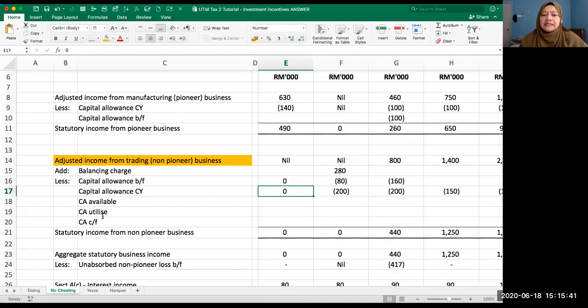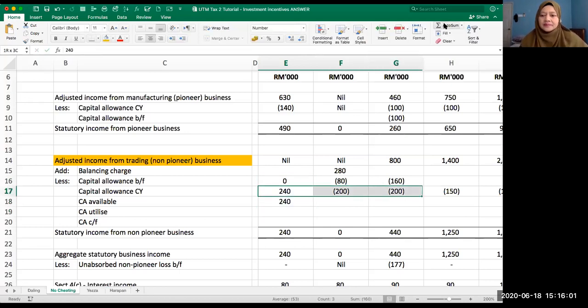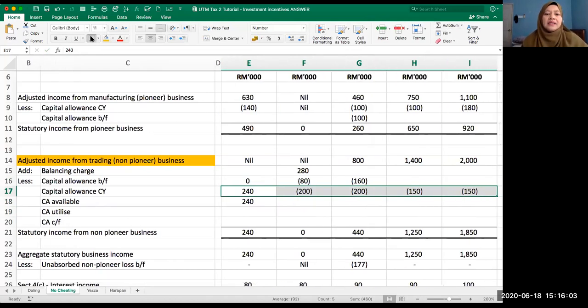Right? Current year CA for 2020, non-pioneer, how much is the CA? How much the current year CA? 240. Very good, 240. So bila you ada brought forward 0, current year is 240, how much is the available CA? 240 lah. Okay, available is 240. How do you get your available? Brought forward plus current year. So means that based on that, you have CA available 240, but how much are you going to utilize?